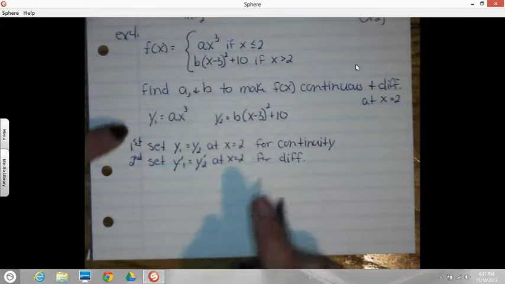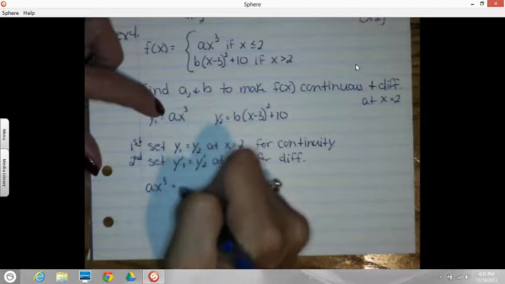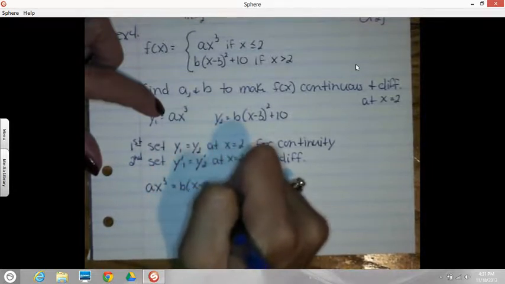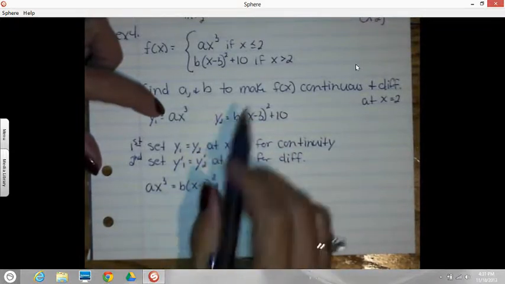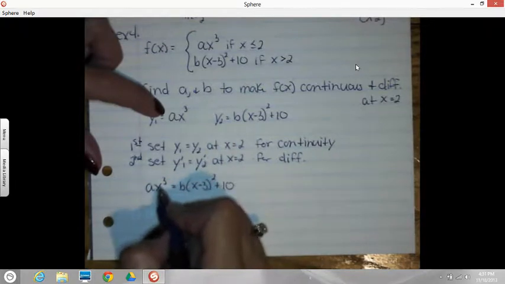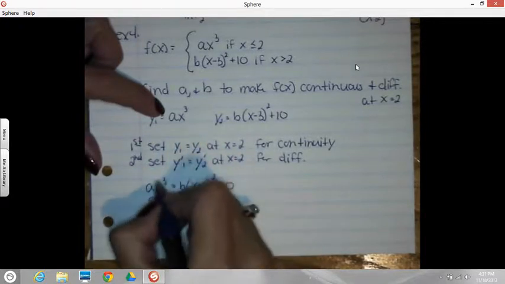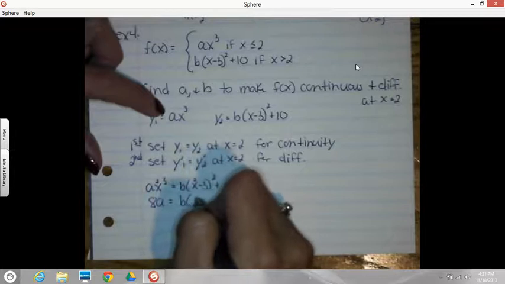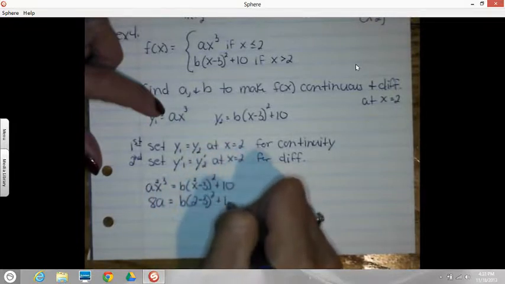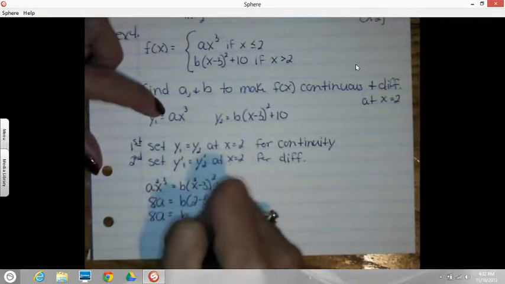So setting them equal, I have ax cubed equals b times (x minus 3) squared plus 10. I know that x is 2 in this problem because that's the break. So putting 2 in, 2 cubed is 8a. 2 minus 3 is negative 1, and negative 1 squared, I better write that out. So I've got 8a equals negative 1b plus 10.